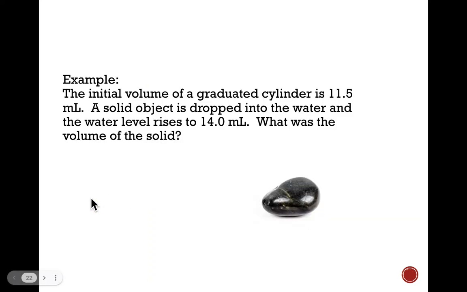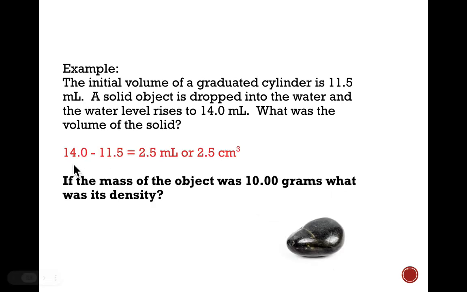All right, so let's try another example here. The initial volume of a graduated cylinder is 11.5 milliliters. A solid object, like this little pebble, is dropped into the water, and the water rises to 14 milliliters. What's the volume of the solid? Write down your answer. What you would do is subtract 14 minus 11.5, and that would give you 2.5 milliliters, or 2.5 cubic centimeters.